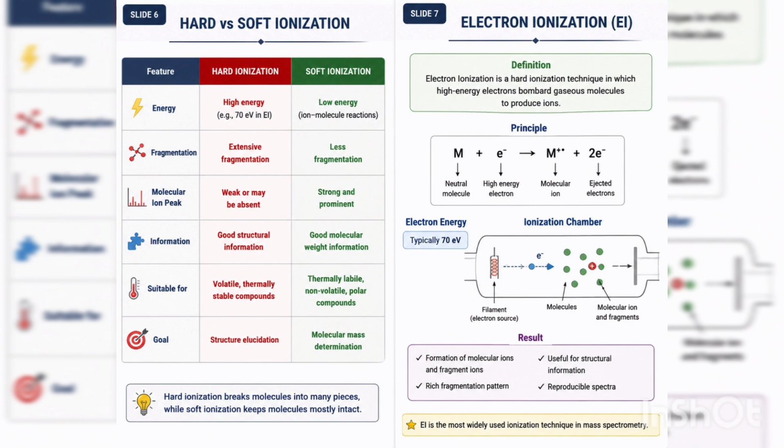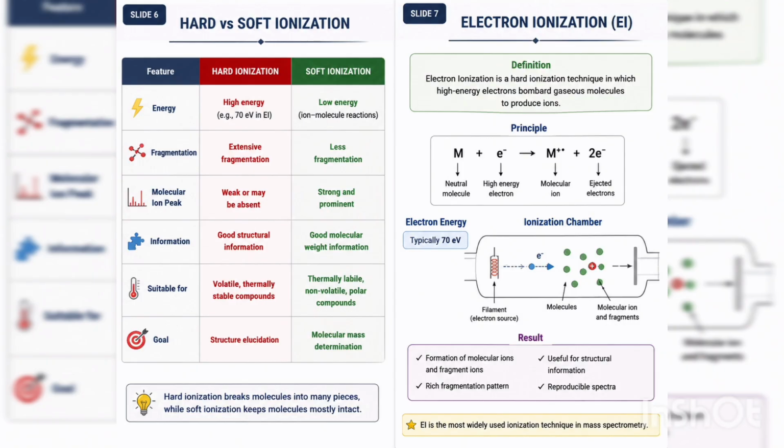Now, let's discuss one of the most important ionization techniques, which is called electron ionization. Electron ionization is a hard ionization technique in which a beam of high energy electrons interacts with gaseous molecules to produce ions. Typically, electrons of approximately 70 electron volt are used. The basic reaction is M plus e negative gives rise to M positive radical plus 2 electrons. The molecule M loses an electron and forms a molecular radical cation. This molecular ion can then undergo fragmentation.